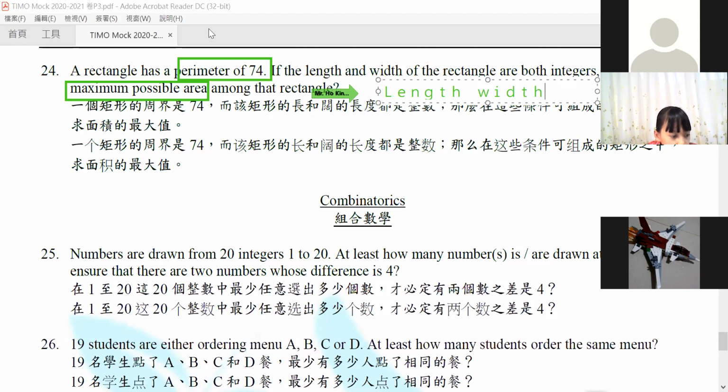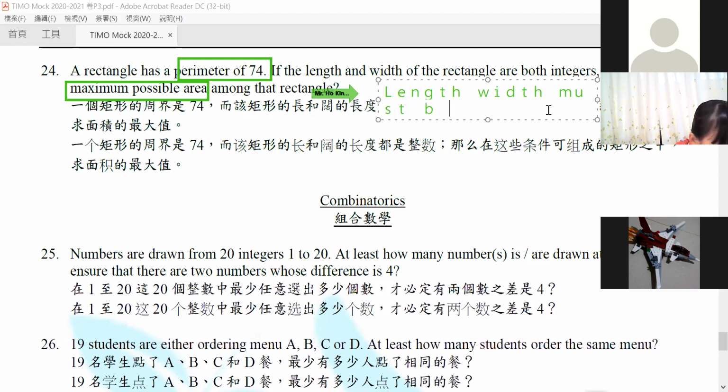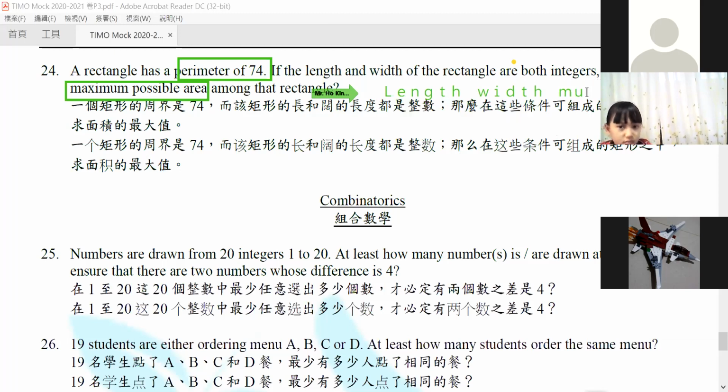Length and width must be close together. What does that mean? Be close. Okay.